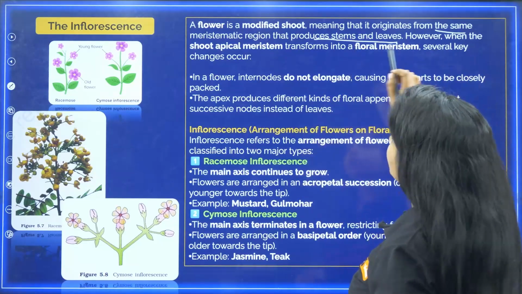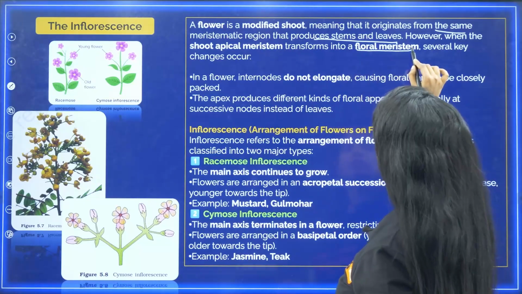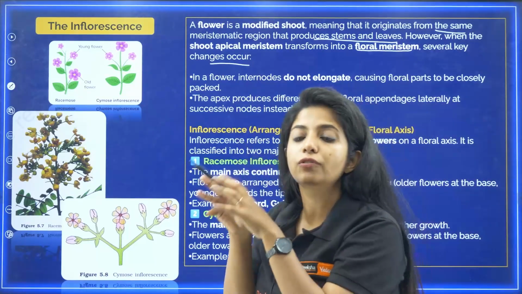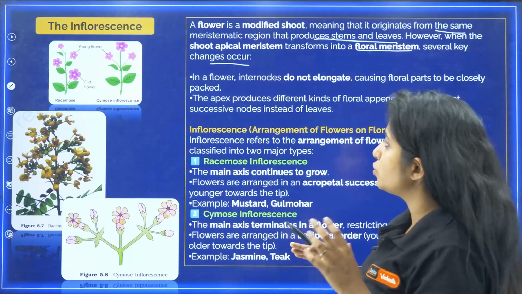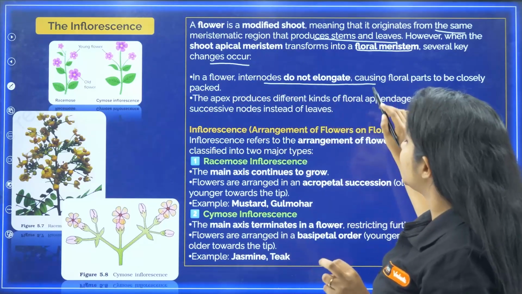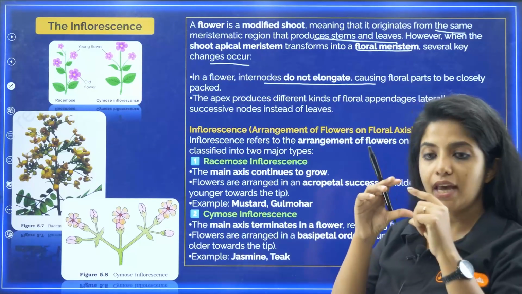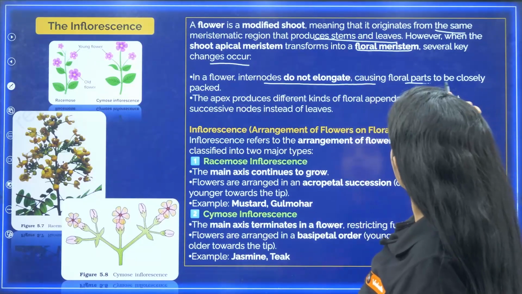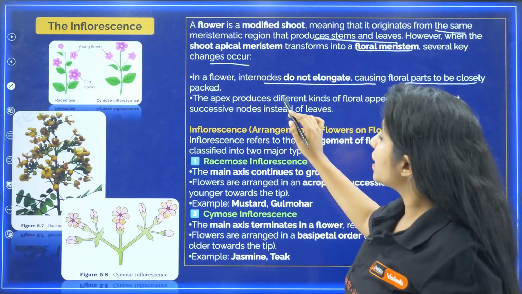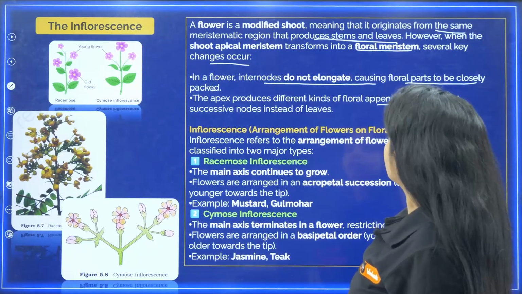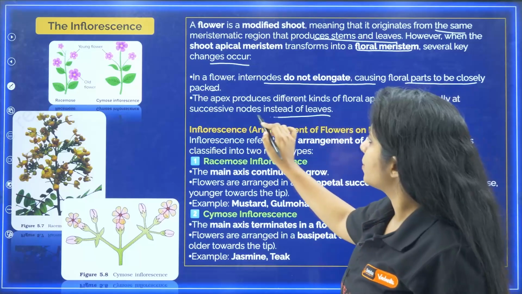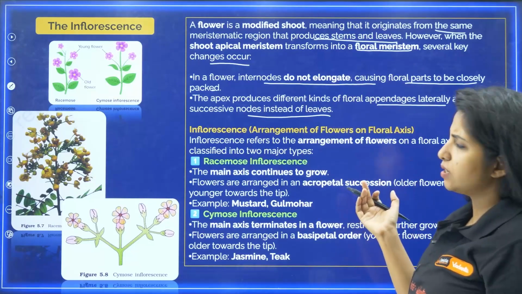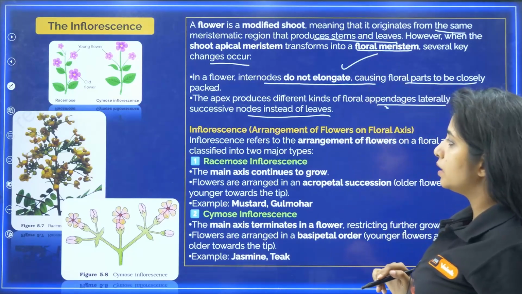The flower also. However, when the shoot apical meristem transforms into floral meristem, several key changes occur. So when the shoot apical meristematic cells are going to change into floral meristematic cells, a few changes are going to occur. In a flower, internodes do not elongate. So if you see a flower, my dear children, what happens? The central node is not going to elongate, there will be less space. So hence the floral parts are closely packed to each other. The apex produces different kinds of floral appendages laterally at successive nodes instead of leaves. That is not very important, but if you remember this, it's fine.